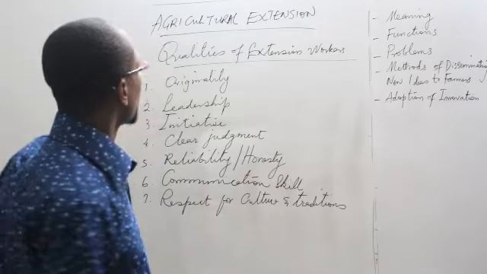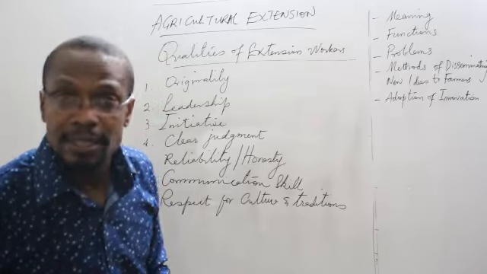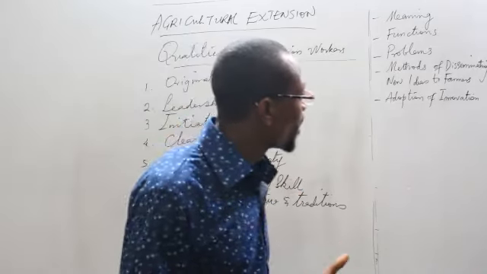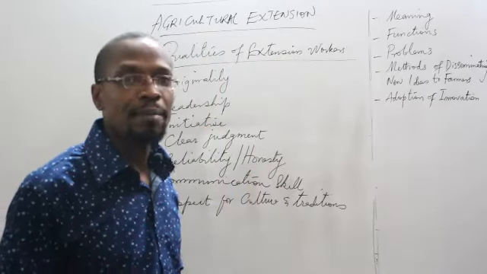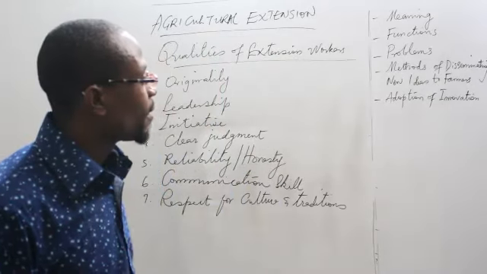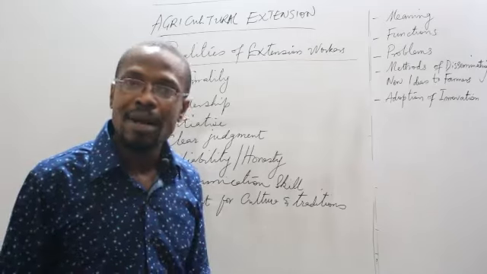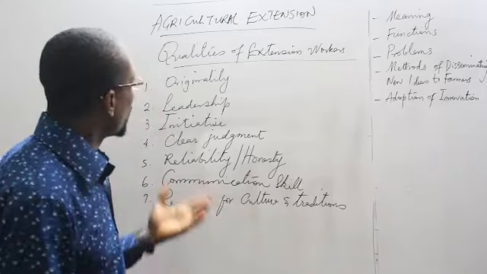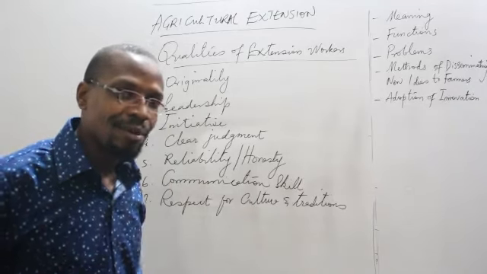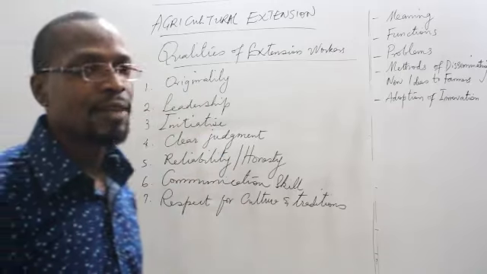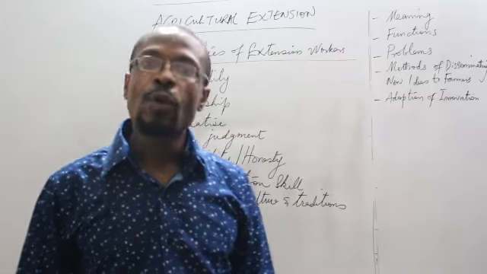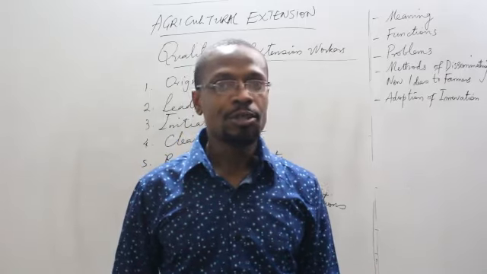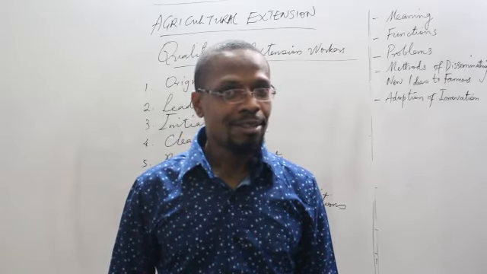Now, we have looked at agricultural extension extensively. Yes, we've looked at the meaning, the functions, the problems involved, the methods of disseminating new ideas to farmers. We looked at the individual method, the group method, the mass media, and then we looked at adoption of innovation. And finally, we have decided to hit that bonus mark of looking at the qualities of extension workers. With this, we come to the end of agricultural science for senior secondary school.